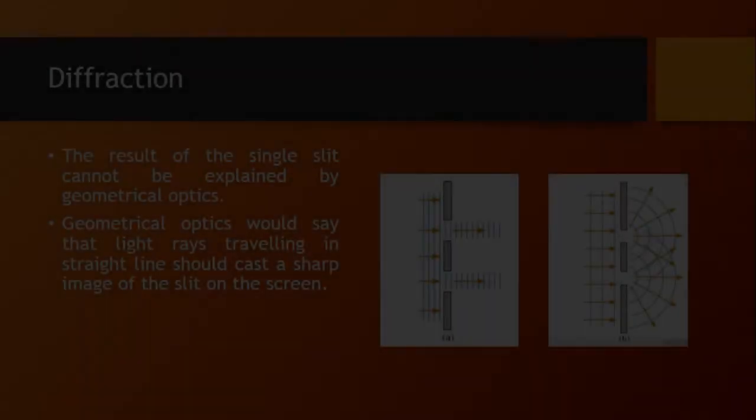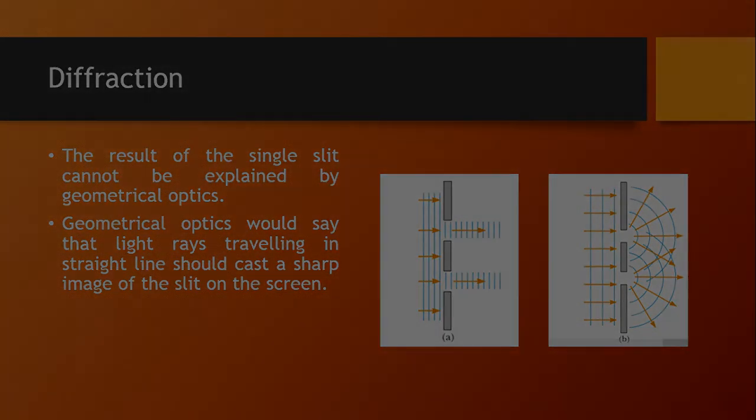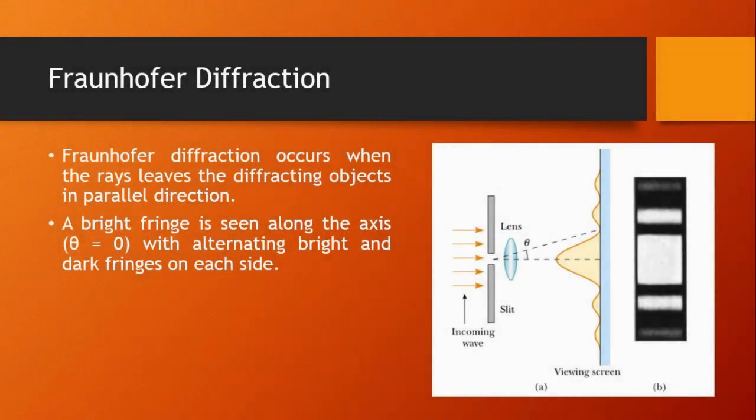If the source of light and screen are at a finite distance from the obstacle, then the diffraction is called Fresnel diffraction. And if the source of light and screen are at infinite distance from the obstacle, then the diffraction is called Fraunhofer diffraction. In this discussion, our attention will be on Fraunhofer diffraction, which occurs, for example, when all the rays passing through a narrow slit are approximately parallel to one another.